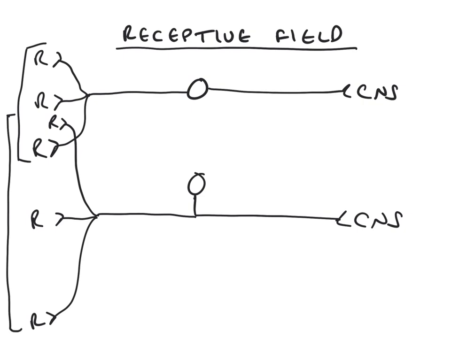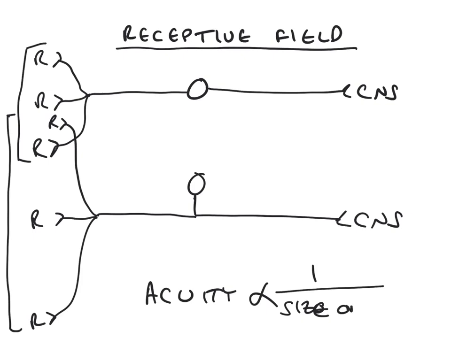What we note is that the receptive field of our second neuron is larger than the receptive field of our first neuron. And we would say that the first neuron with the smaller receptive field has a greater level of sensory acuity. So the acuity of a sensory system is proportional to the reciprocal of the size of the receptive field.